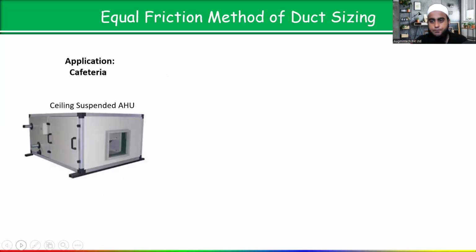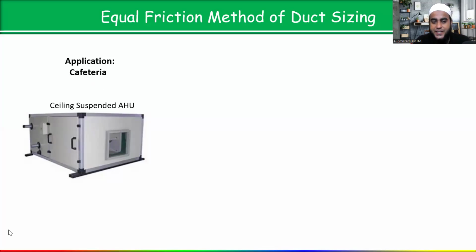let's say, a cafeteria. Tell me, cafeteria falls under which category? Residential, commercial, or industrial? Tell me fast, give me a reply. Cafeteria falls under which category? Residential, commercial, and... commercial. Yes, everyone is right. So suppose here we are doing the duct sizing for a commercial application.